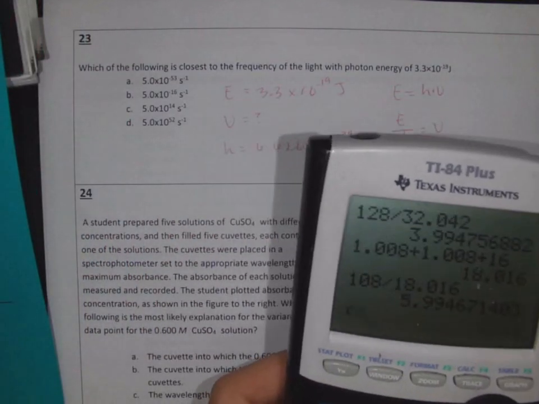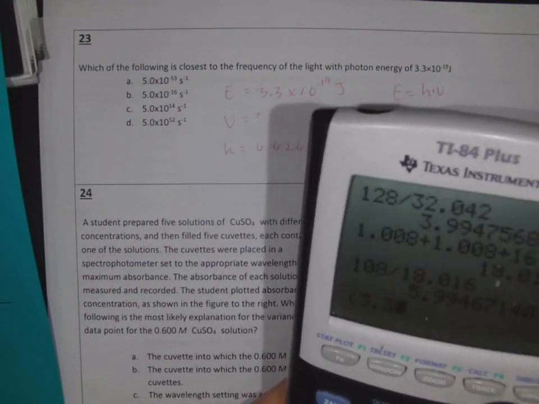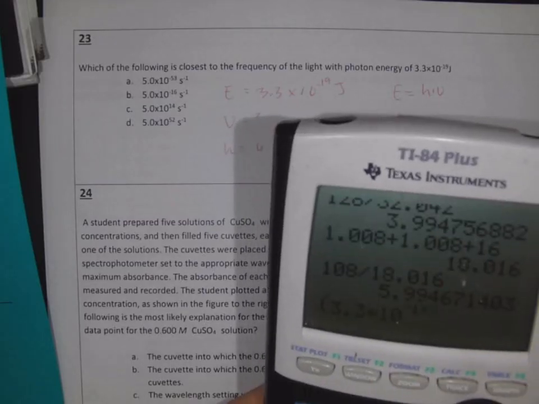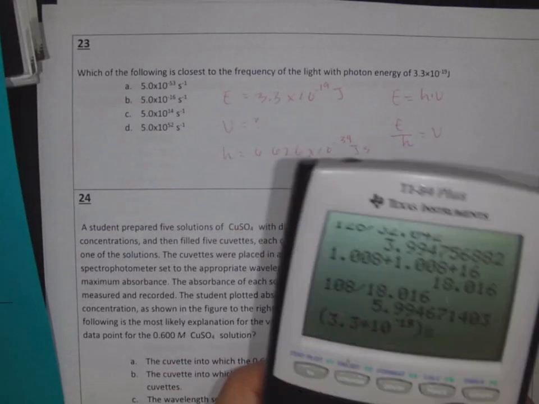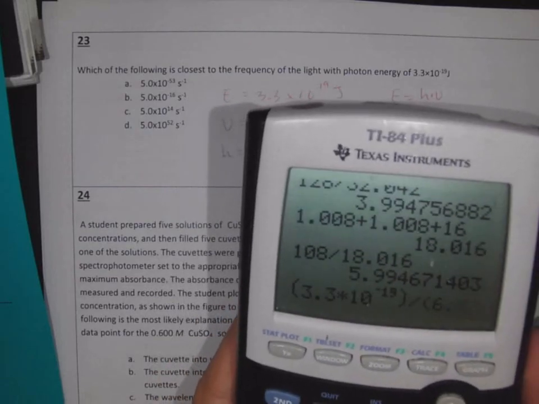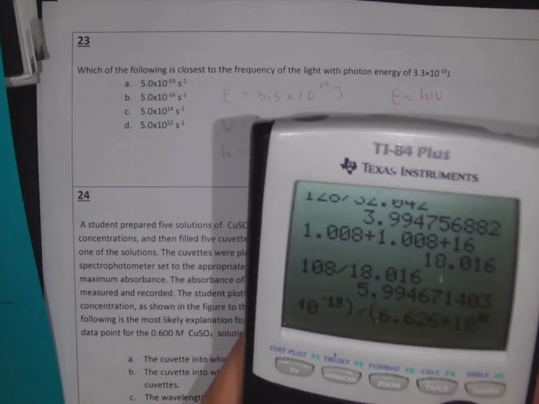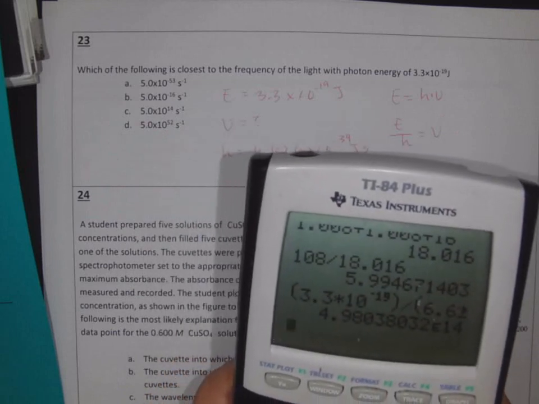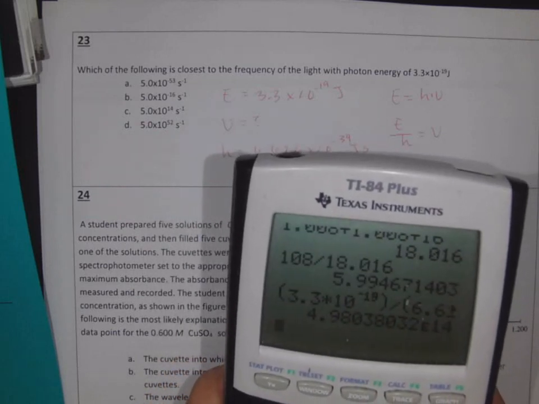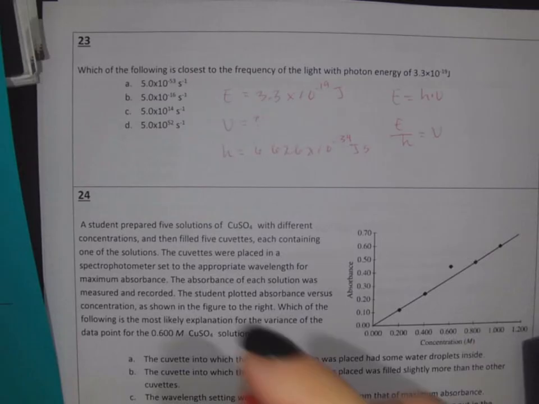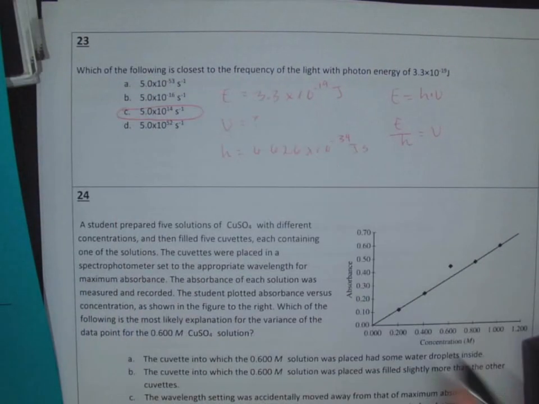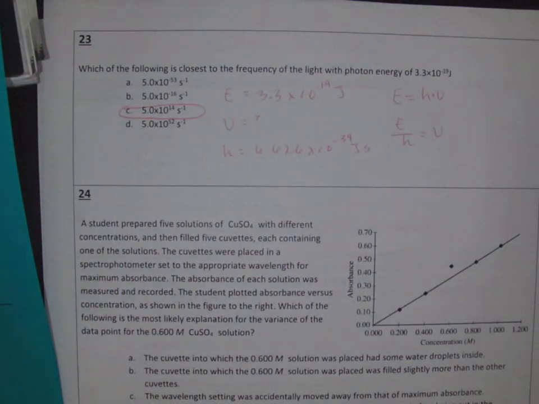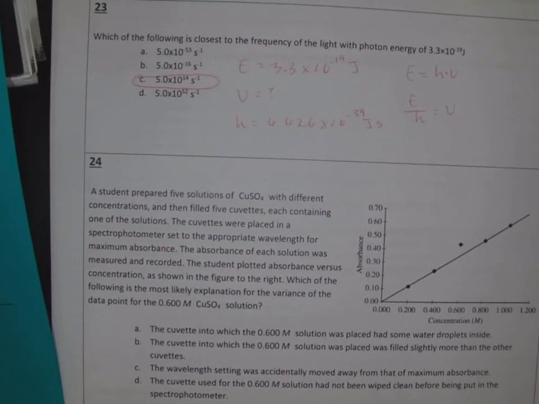I'm going to be really careful with parentheses. There's my energy divided by Planck's constant. That gives .9, so essentially 5 times 10 to the 14th. Okay, 24.